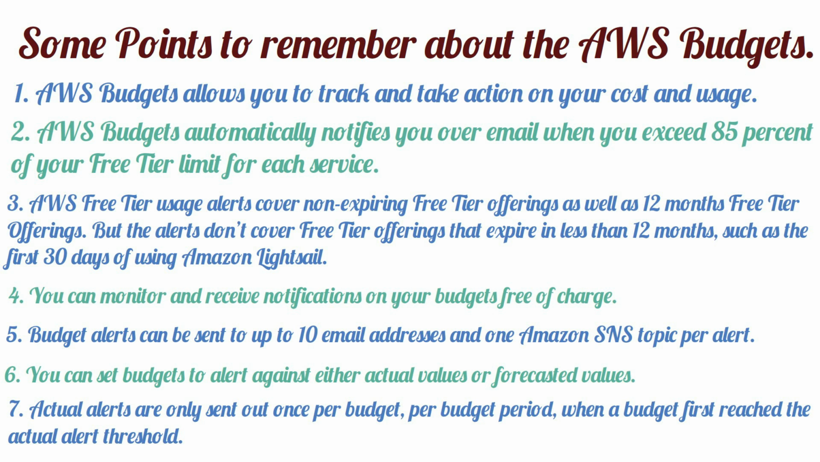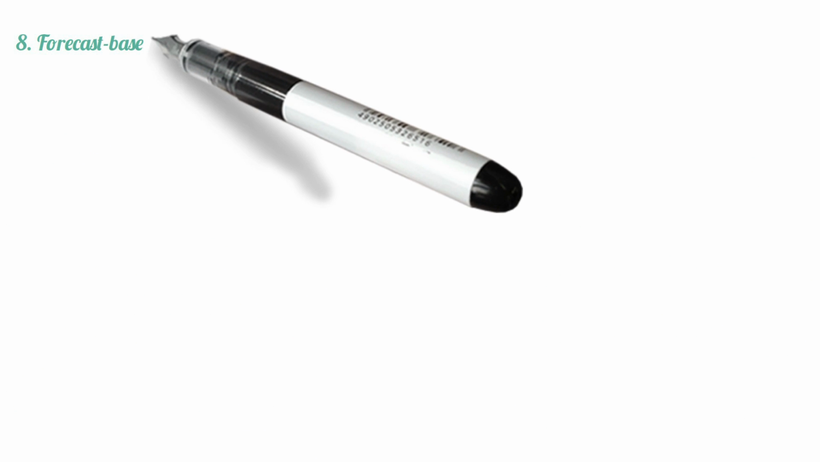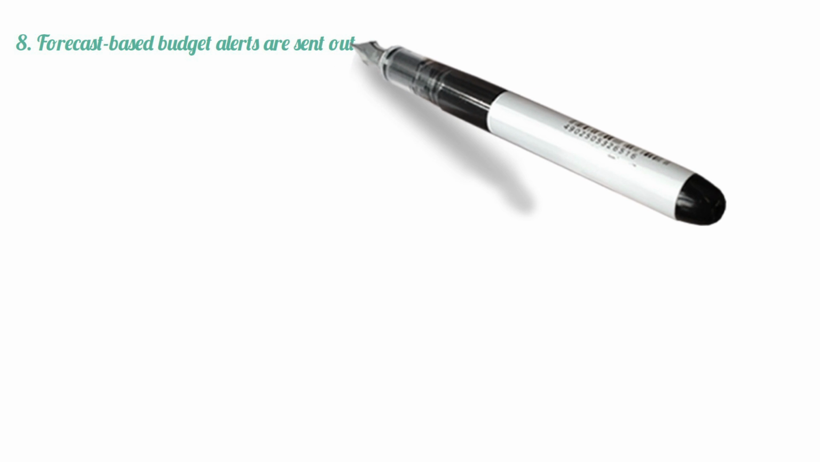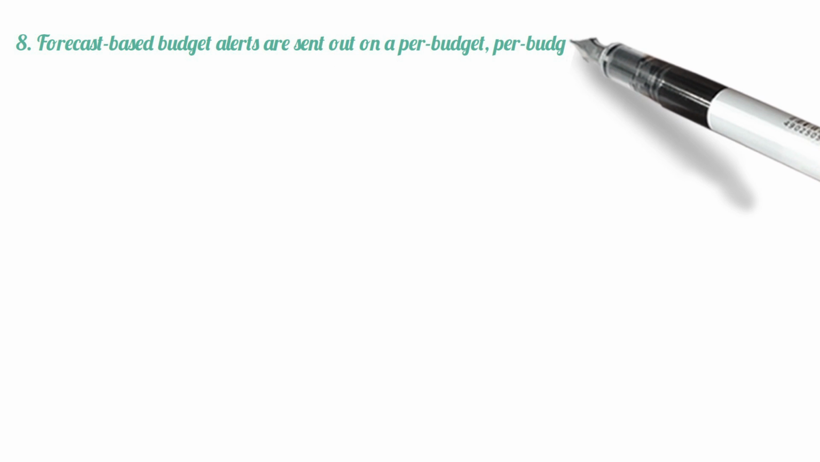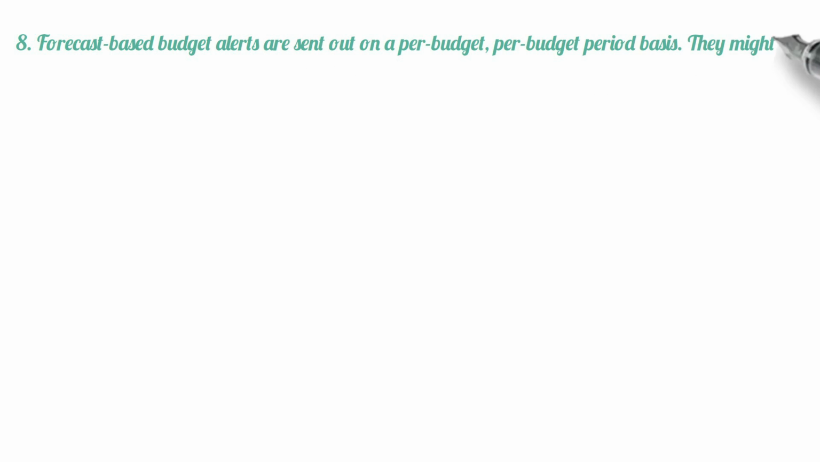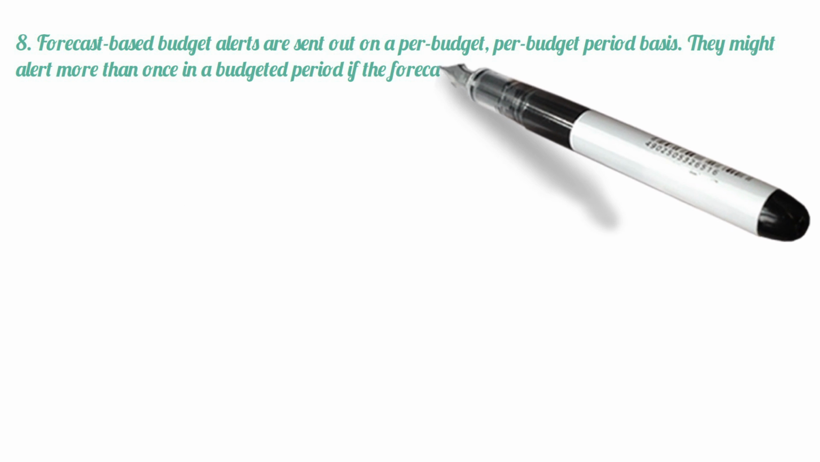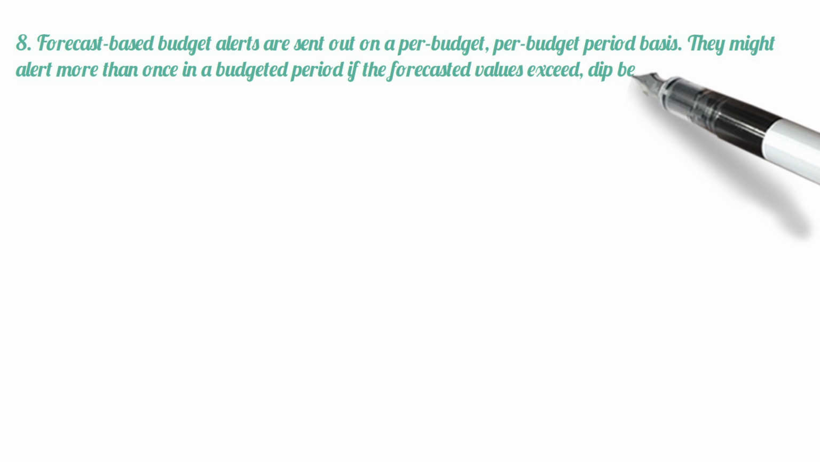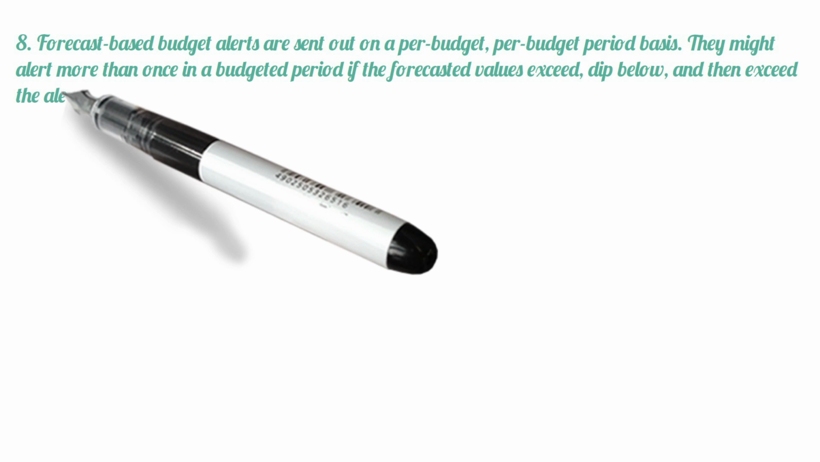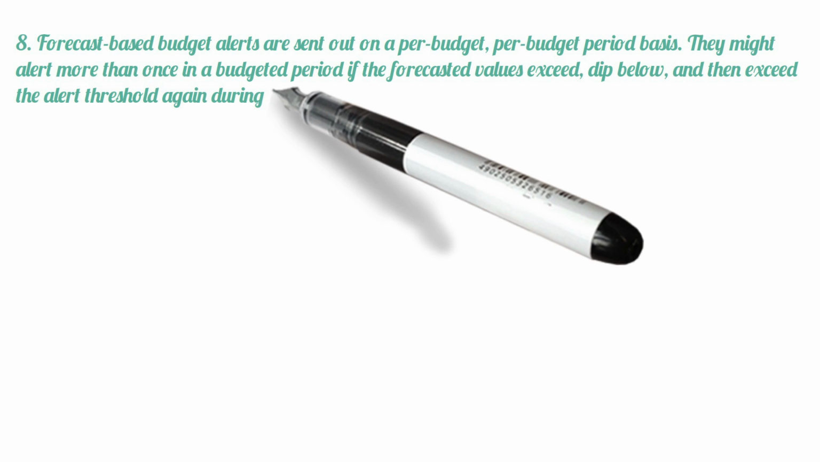actual alert threshold. Eighth point to remember, forecast-based budget alerts are sent out on a per budget period basis. They might alert more than once in a budget period if the forecasted values exceed or dip below and then exceed the alert threshold again during the budgeted period.